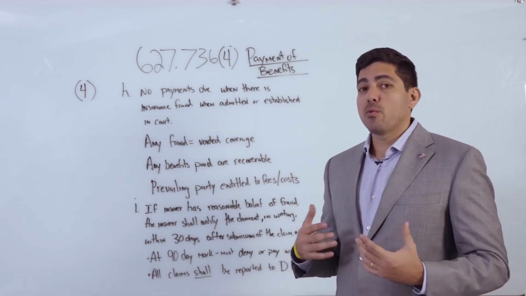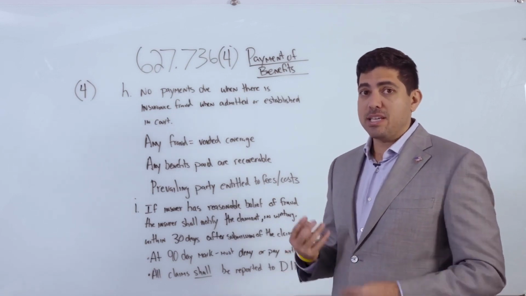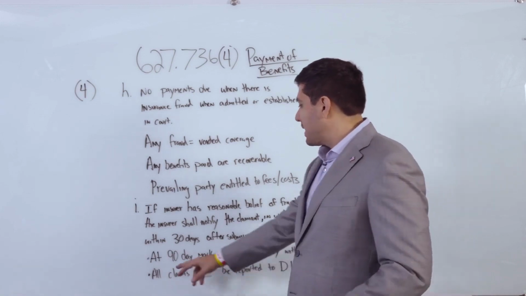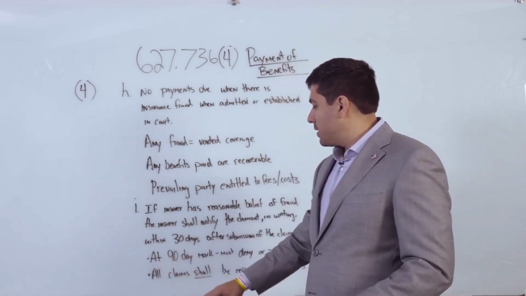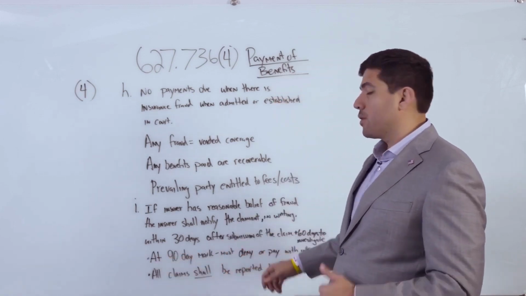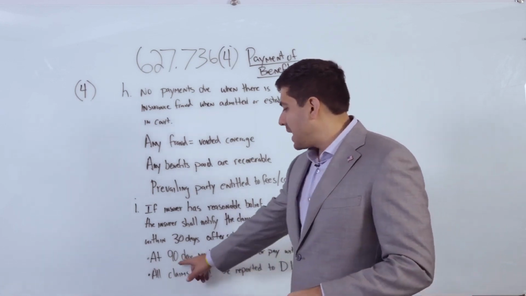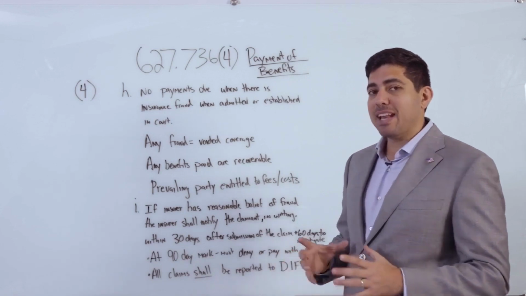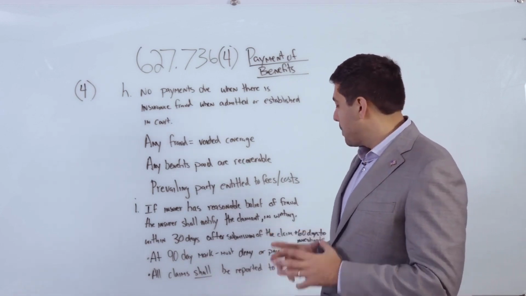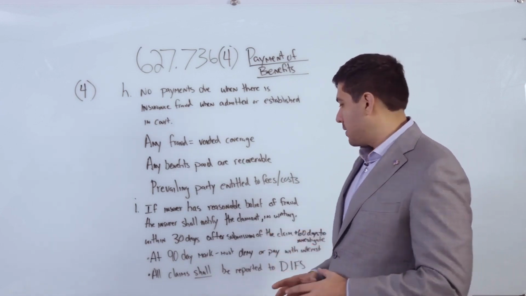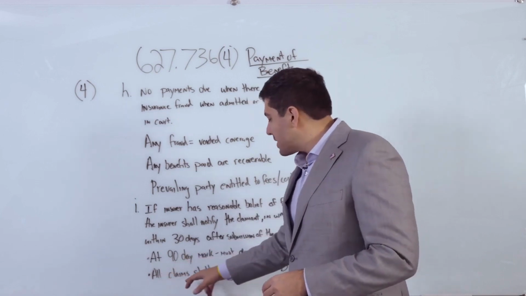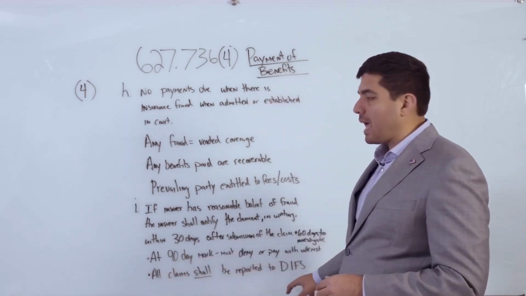So I did regular math growing up. 30 plus 60 equals 90. So that gives, at the 90-day mark, the insurance company must either deny the bill or pay the bill with interest, okay? 90 days, that's 30 plus 60. They have 90 days to pay the bill with interest or deny it, okay? All claims shall be reported to DIFS.